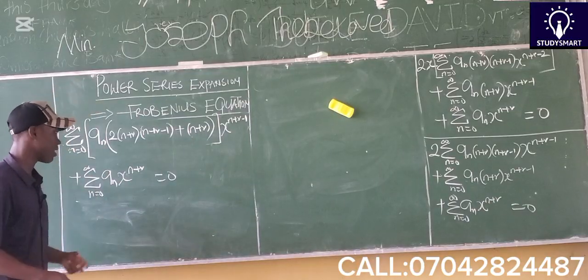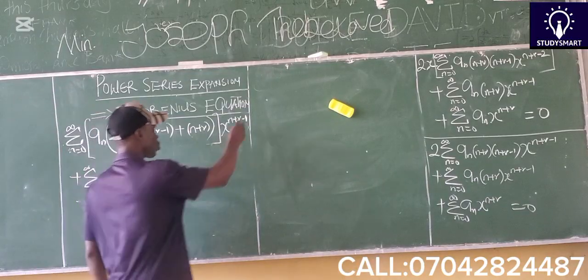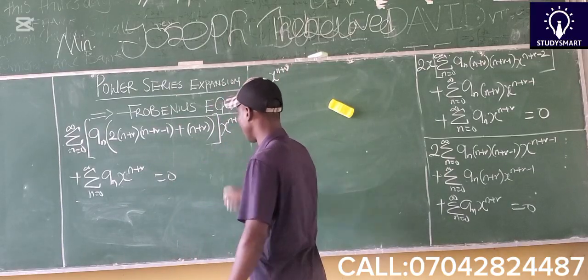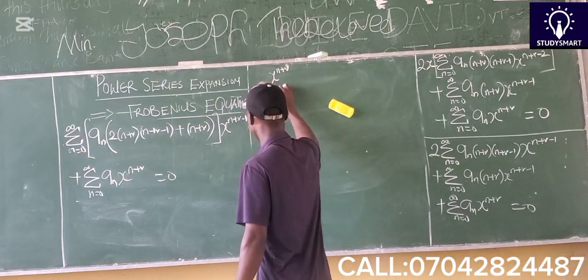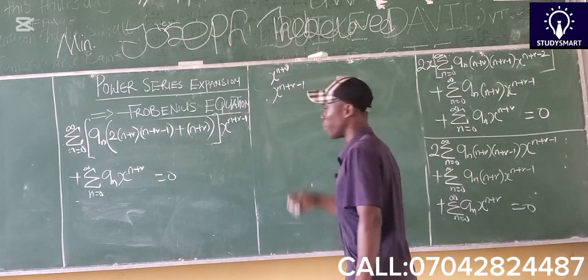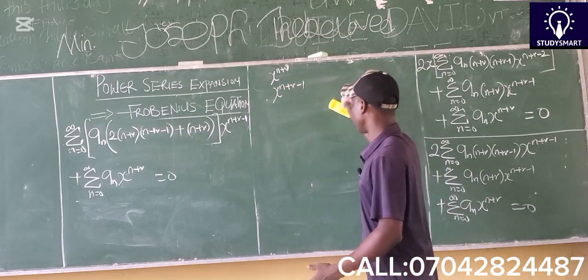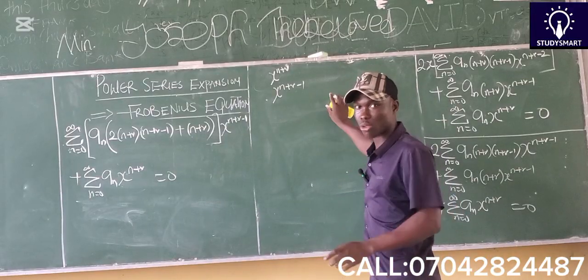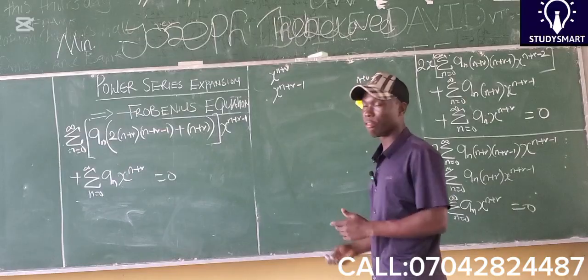Now we have two powers of x here. The first one is x to the power n plus r. That's the first power. And the second power is x raised to the power n plus r minus 1. These are the two powers of x we have. Let us assume that n plus r is equal to 4, so that we know our lowest power of x here.